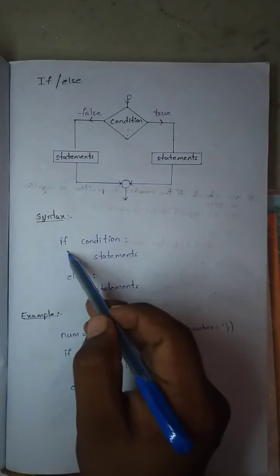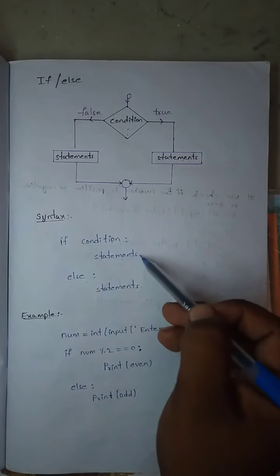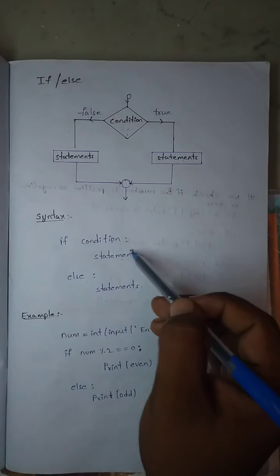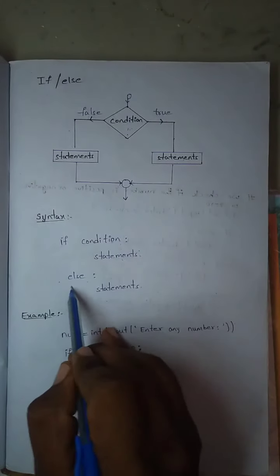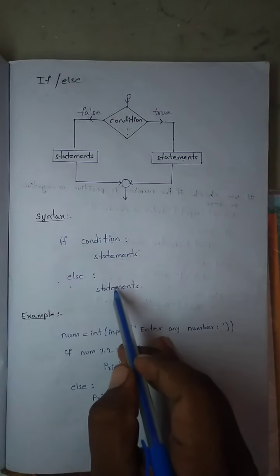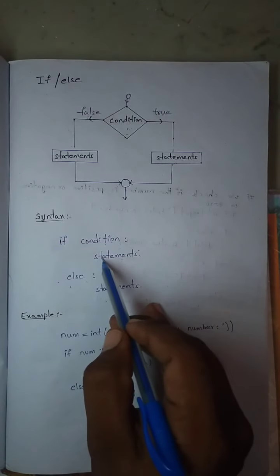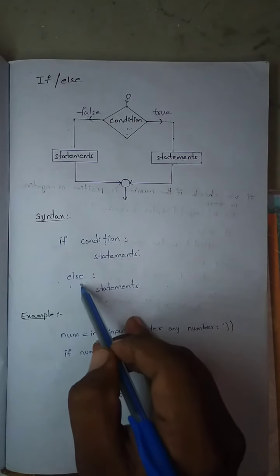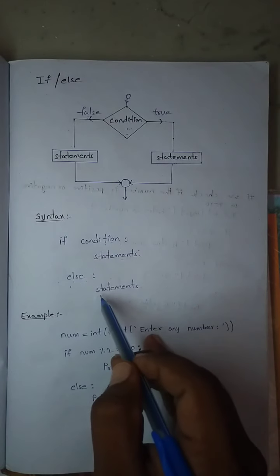Here the syntax is if condition, statements. If the condition is true, then execute the statements. If the condition is false, then the cursor comes to the else block, and these statements will be executed. If the condition is true, these statements will be executed. If the condition is false, then it comes to the else block and executes these statements.